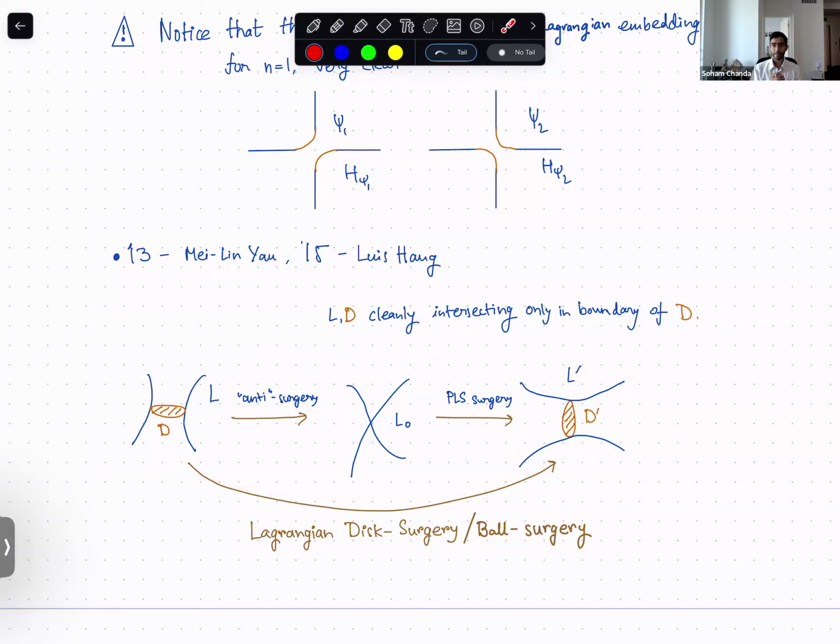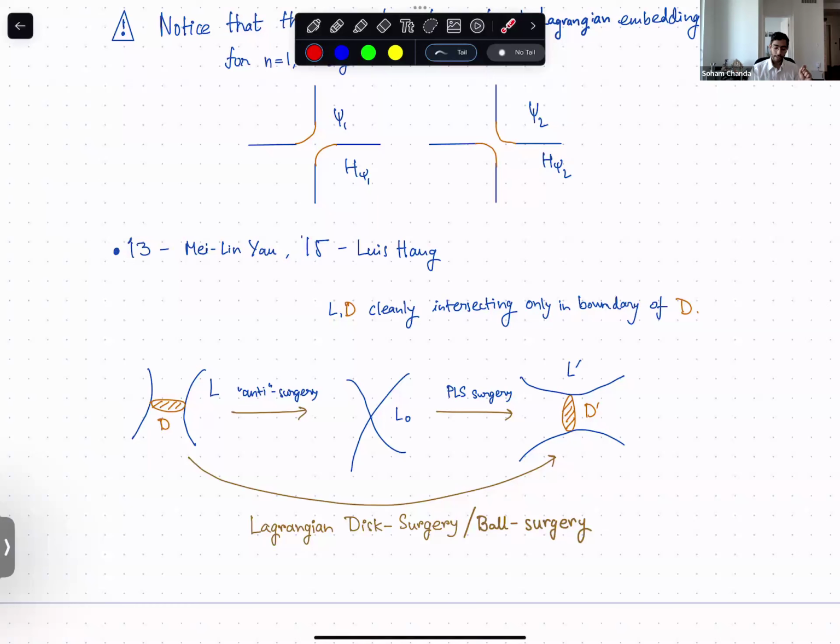So if you want to think of cartoons, you have this disk, you shrink this disk, and you create and expand a disk in a different direction, and you get a new Lagrangian with a new disk. This is Lagrangian disk surgery. And in 2015, Louis Hogg extended it to not just disk surgeries, but instead of disk, you can take Lagrangian balls of any dimension. So instead of D2, it will be Dn, and your Lagrangian will be any n-dimensional thing.